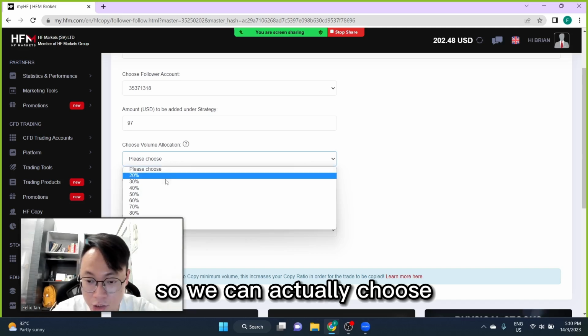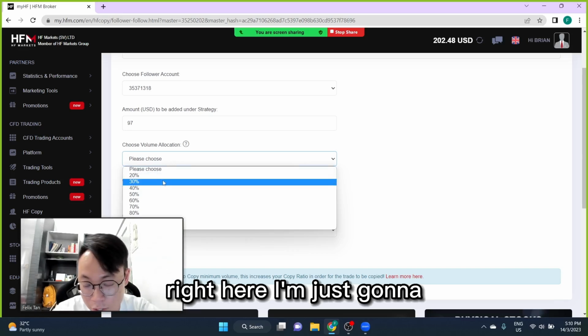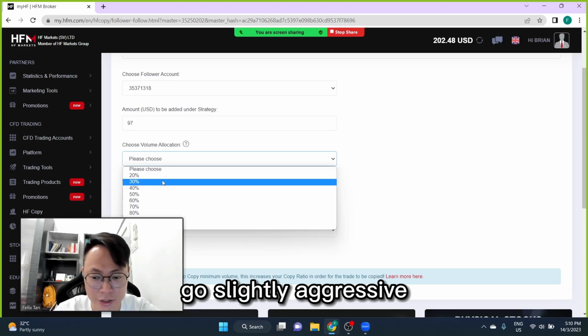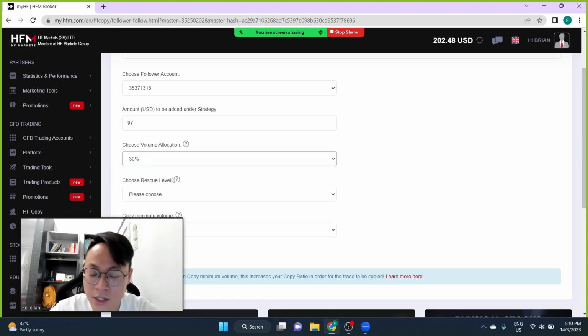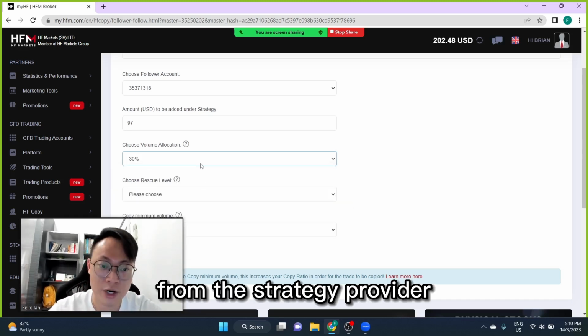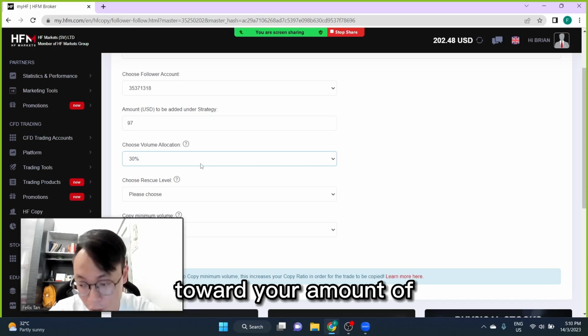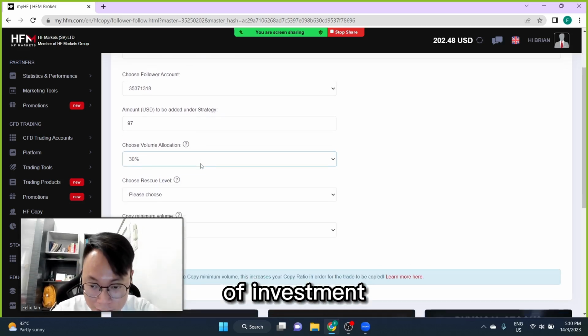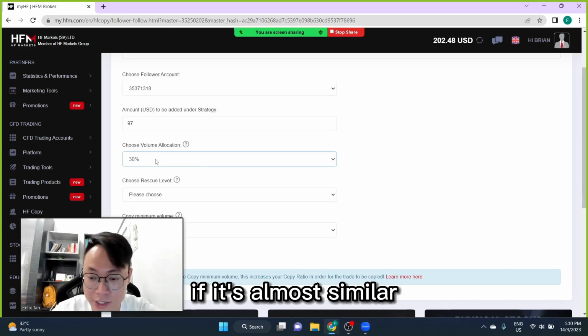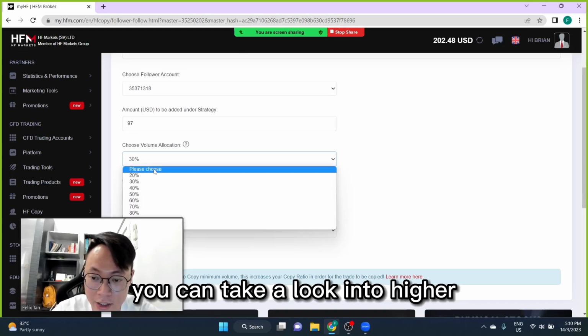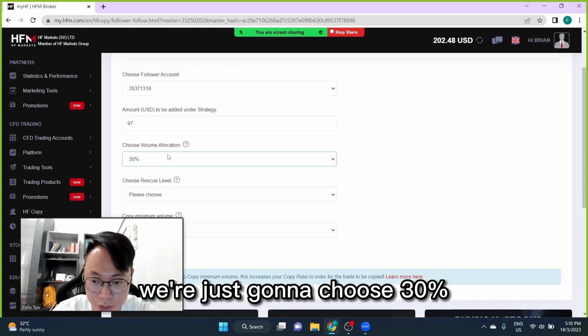So we can actually choose a lesser copy volume. Right here, I'm just going to go slightly aggressive. I will say 30%. If the strategy provider's equity is similar to your investment amount, you can look into a higher copy volume. But right here, we're just going to choose 30%.